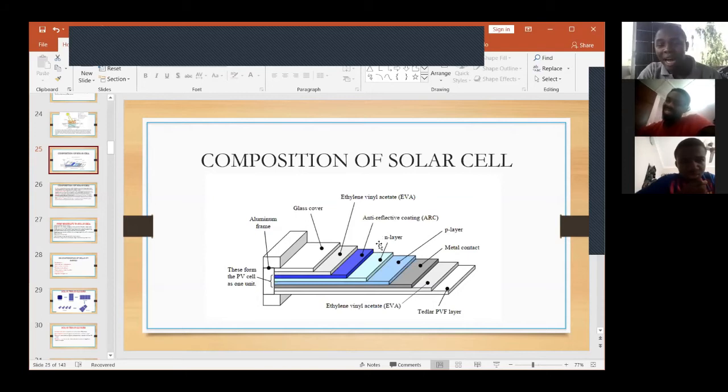Another layer is the anti-reflecting coating, ARC, which is the layer you will meet next if you cut this. Why? There's a concept in heat and mass transfer.